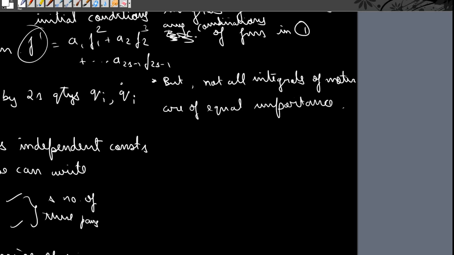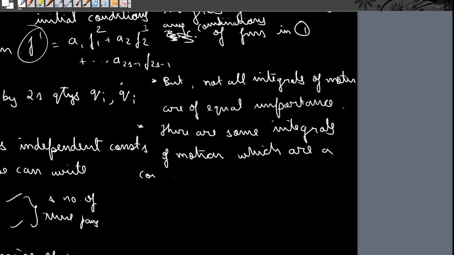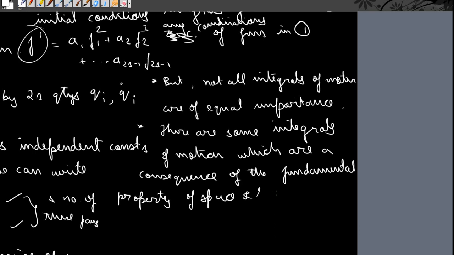There are some integrals of motion which are a consequence of the fundamental property of space and time being homogeneous and isotropic. So first let me write down a statement and explain it with an example. There are some integrals of motion which are a consequence of the fundamental property of space and time being homogeneous and isotropic.